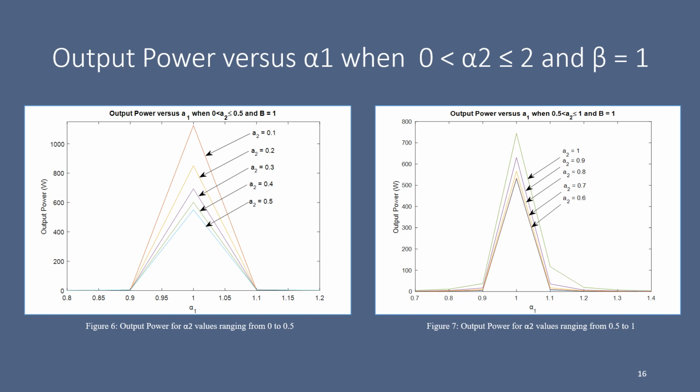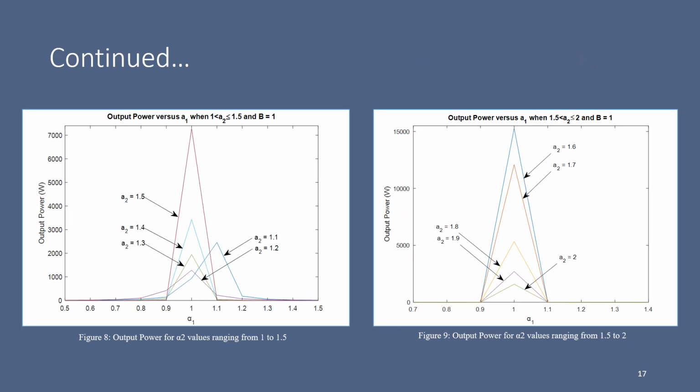Moving on, both these graphs show how the output power is affected when alpha 2 is changed in the range of 0 to 2, keeping beta at a constant value of 1. And we can notice that from 0.1 to 0.5 the output power decreases, but as we go from 0.6 right up to alpha 2 is equal to 1, the output power starts to increase.